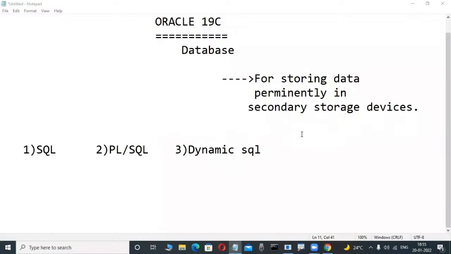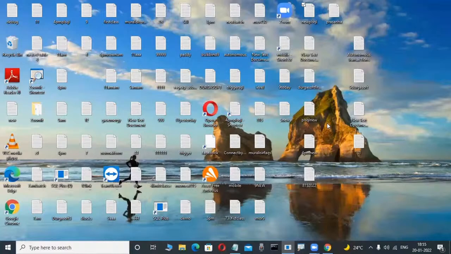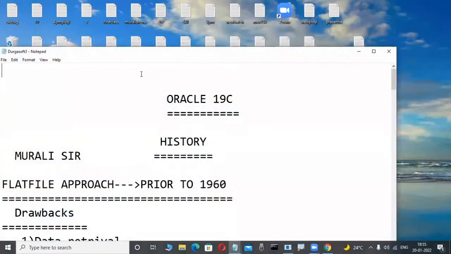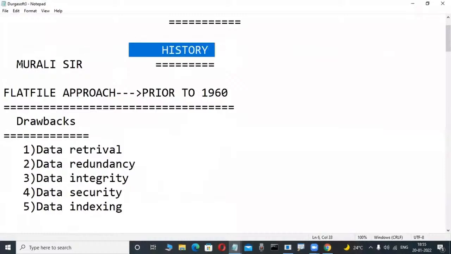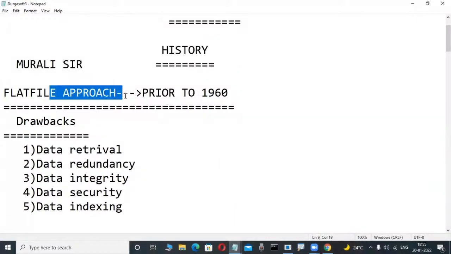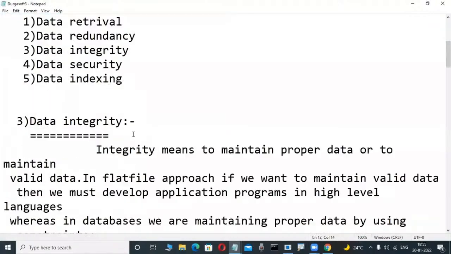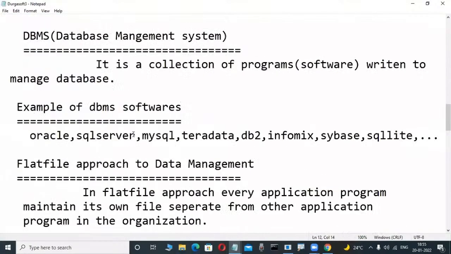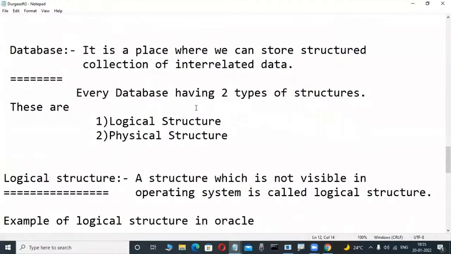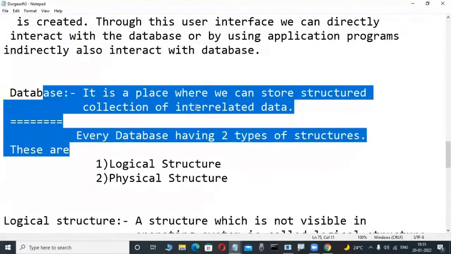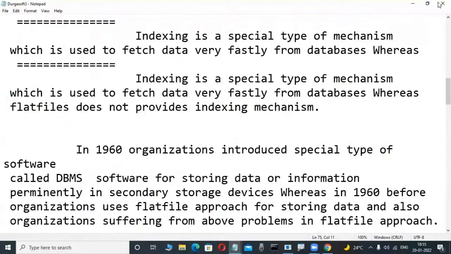In this course, we are covering SQL, PL/SQL, and dynamic SQL along with this. One of these days we will also tell the history. In the olden days, the flat file approach was there, and we learn what the drawbacks were in the middle of the course. Then what is a database, and what are DBMS and RDBMS and the differences. We learn all these things in these days.